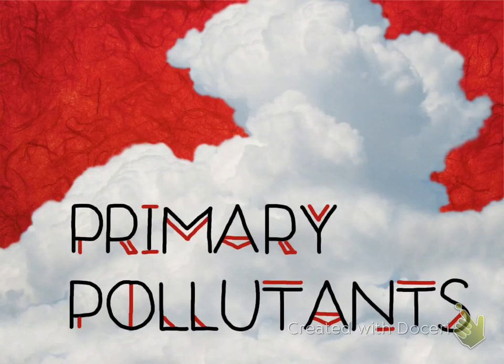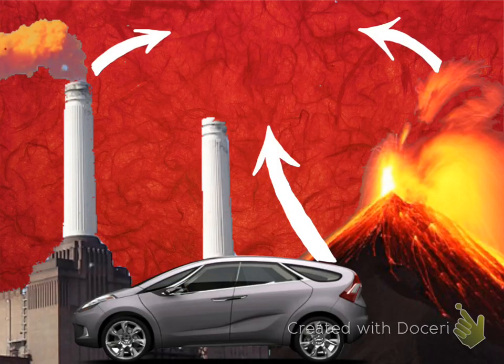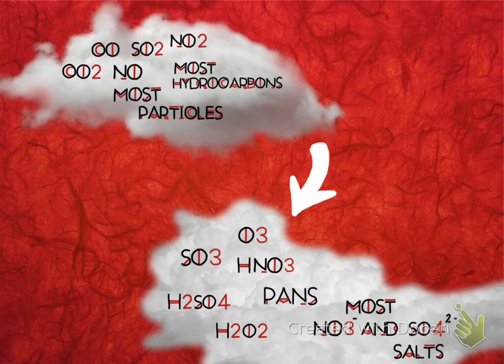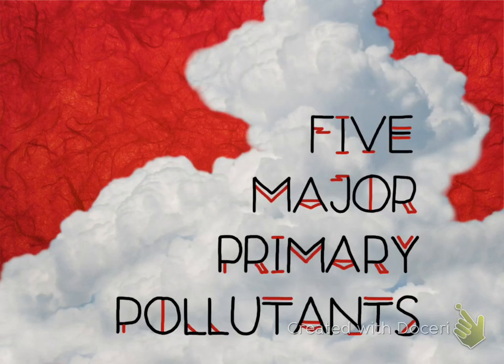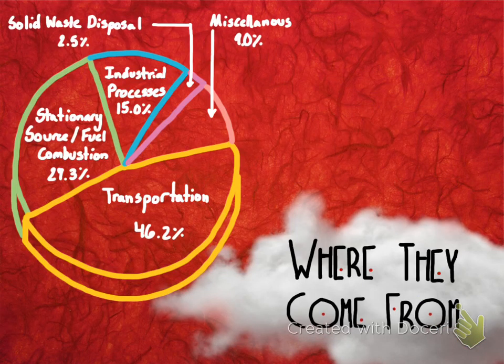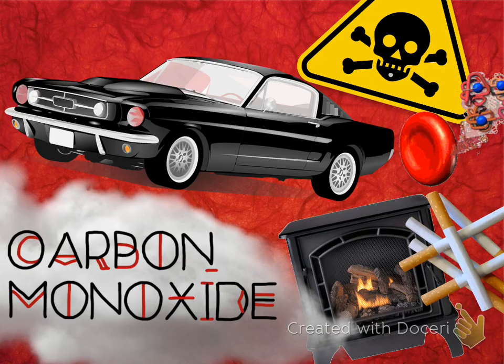There are 2 main groups of pollutants: primary pollutants, which enter the atmosphere directly, naturally or by human sources, and then secondary pollutants, which occur when primary pollutants mix. What are the 5 major primary pollutants? Carbon monoxide is number 1, followed by sulfur oxides, nitrogen oxides, volatile organics, and particulates. The number 1 sources for these pollutants are transportation, followed by stationary sources, fuel combustion, industrial processes, miscellaneous, and solid waste disposal.